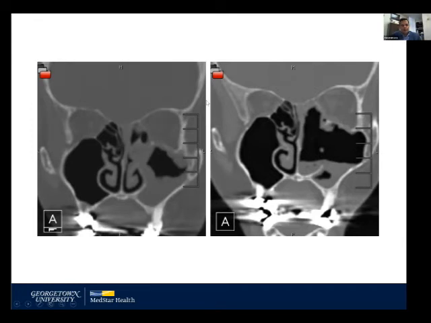So again, the overwhelming majority of these are dealt with endoscopically. This is a left-sided disease where we basically cleared out all the sinuses up to the skull base. The septum was not involved, at least at this point, and a significant portion of the medial maxilla was taken down. And this is what a common one would look like if it's involving both sides. Obviously, both sides would be cleared out.